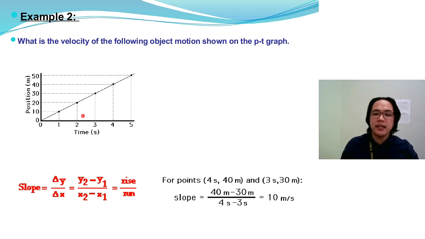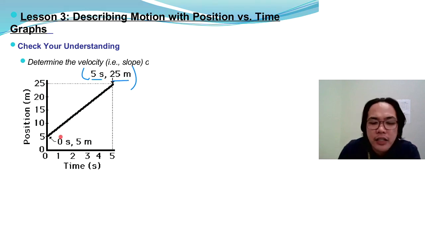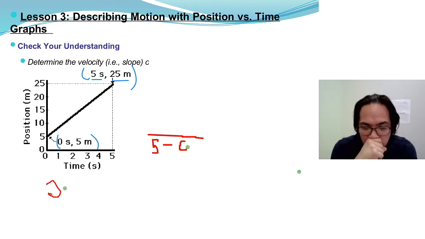Okay, so this is constant still. Now for the next one, you're going to do it. So you were given here 5 seconds and 25 meters. That's your final time and final displacement. Then your initial is your 0 seconds and 5 meters. So I want you to solve for it.